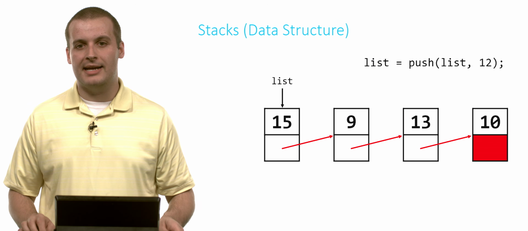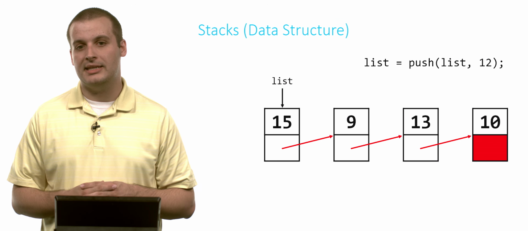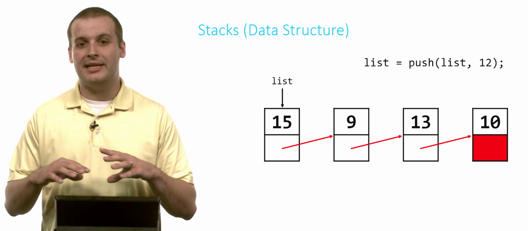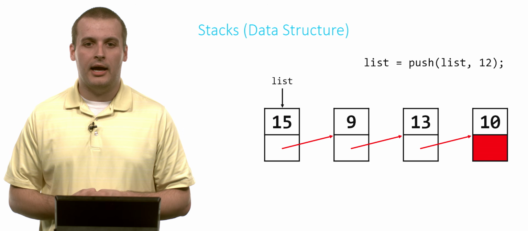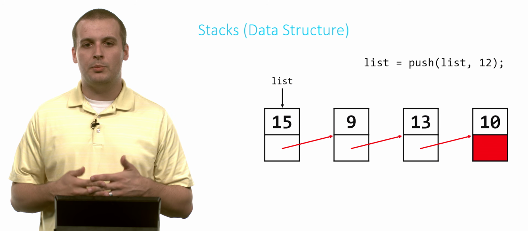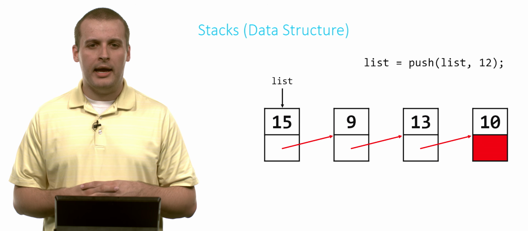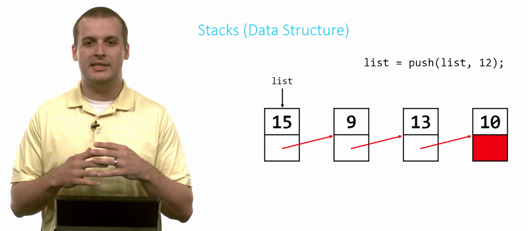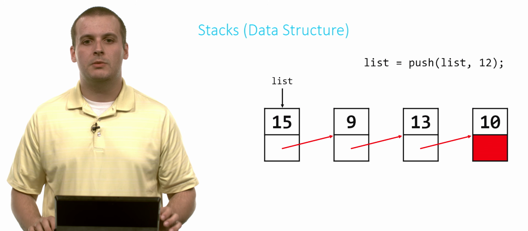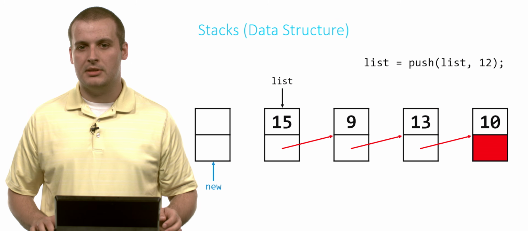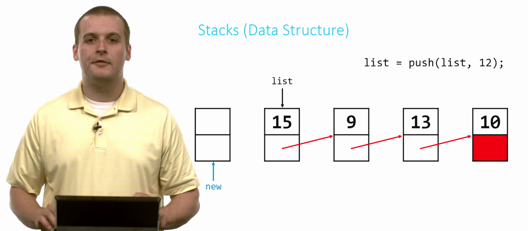And let's take a look at it as a diagram. So here's our linked list. It currently contains 4 elements. And more appropriately, here's our stack containing 4 elements. And let's say we now want to push a new item onto this stack. And we want to push a new item whose data value is 12. Well, what are we going to do? Well, first we're going to malloc space, dynamically allocate space for a new node.